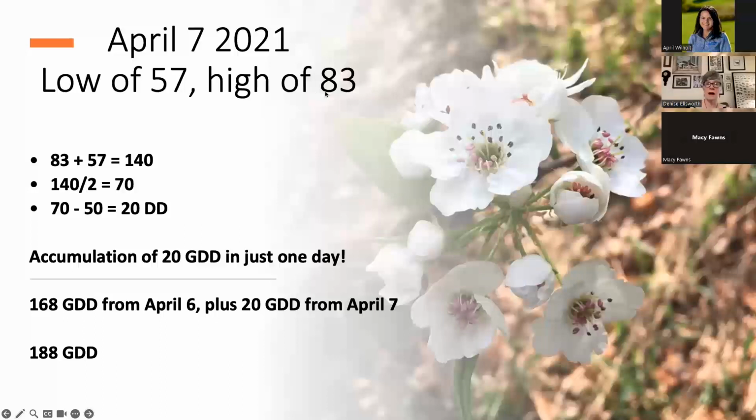So here on April 7th of 2021, this is an actual example, we had a low of 57 and a high of 83. So our average daily temperature was 70, minus our base, that gives us 20 degree day units in one day. And early in the season, for you, February, for me, more like late March or April, it could take 3 or 4 weeks to get to 20 degree days that have accumulated. We start with 1, we add on 2, we may add on 5, we wait for 2 weeks. And so this is just an example that shows you what can happen when we get those high daytime temperatures and also some warmer nighttime temperatures.